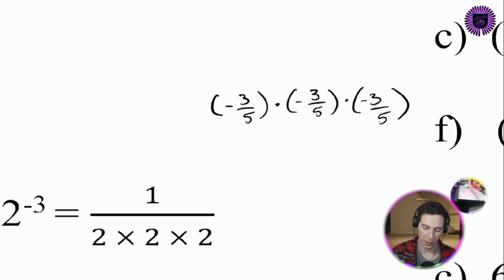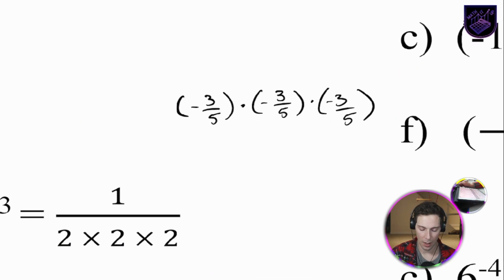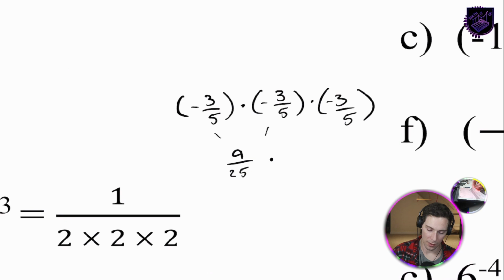Now, 3 times 3 times 3, that's going to give us, well, I guess we could do this strategy and go 3 times 3, so it's going to be 9/25 times -3/5. And when we get those two together, it's going to be 3 times 9, that's going to be -27 over 125.